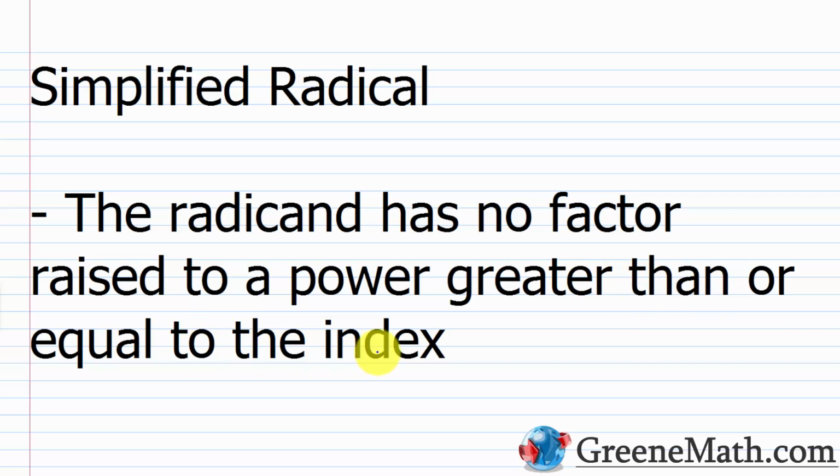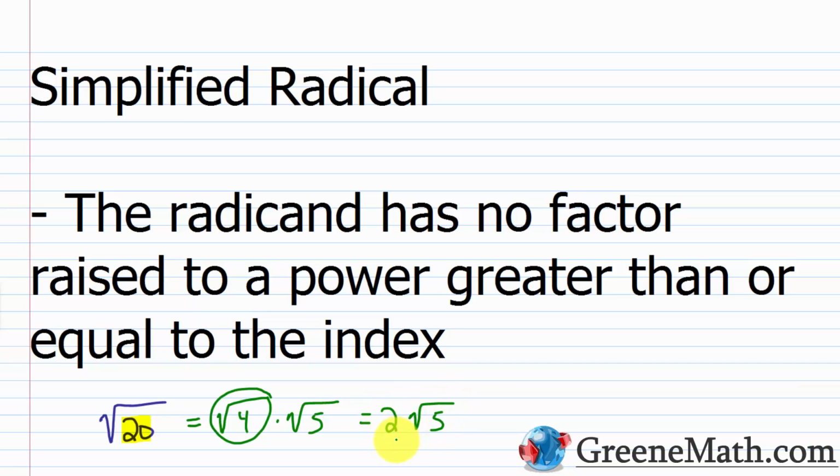Now, what does this mean in layman's terms? We already talked about this a few lessons ago. Essentially, if you had something like the square root of 20, the index here is a 2 on a square root, so you don't want any factors of this radicand, this number 20, to be a perfect square. So with 20, we know this would factor into 4 times 5, and 4 is a perfect square. So we could write this as the square root of 4 times the square root of 5. This would represent the rational number 2. So we would just write this as 2 times the square root of 5, and that would be considered simplified.